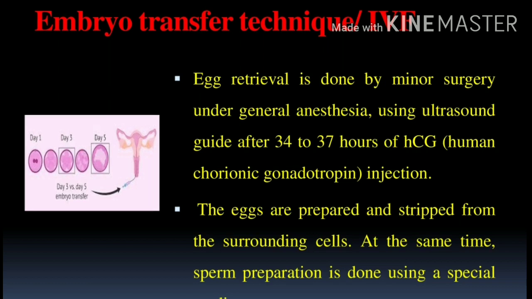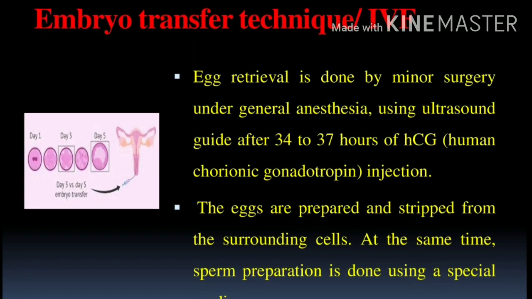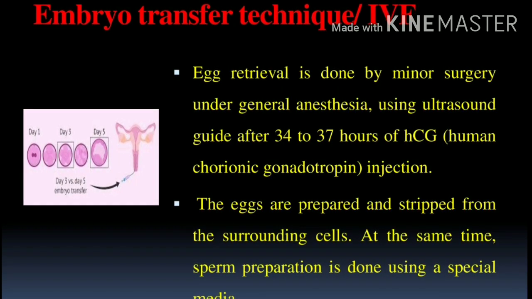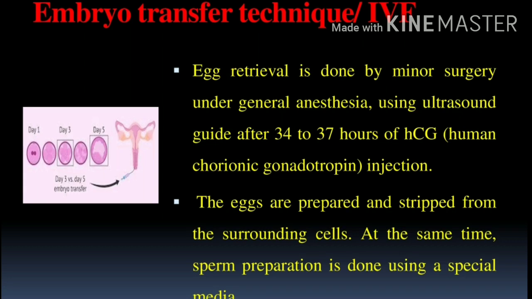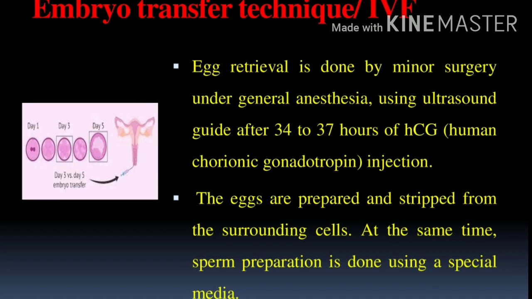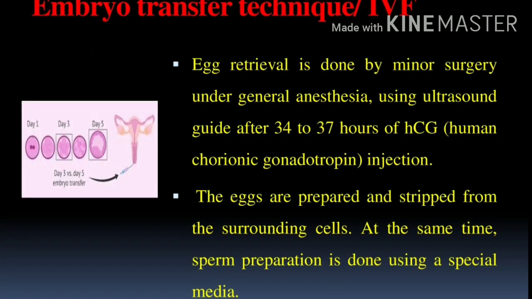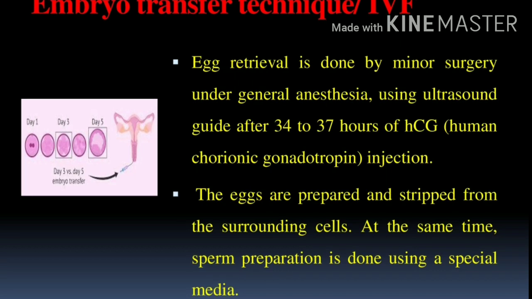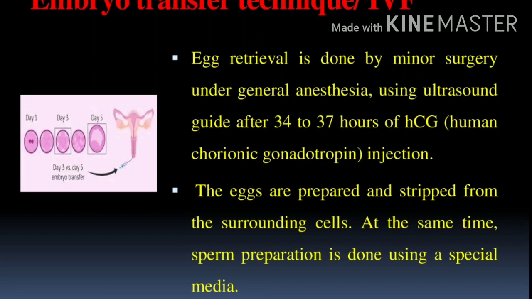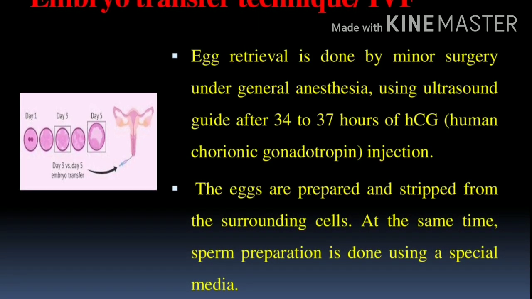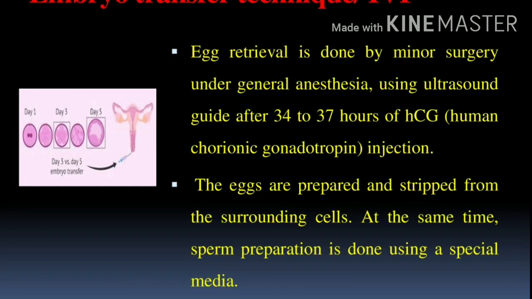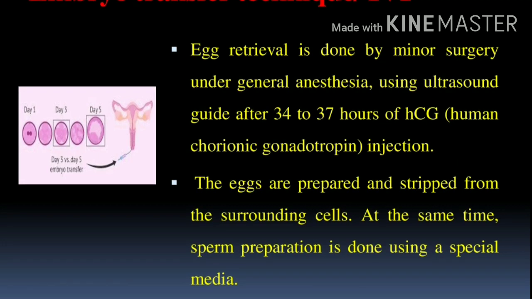How is egg retrieval done? Egg retrieval is a minor surgery with general anesthesia, using ultrasound guidance, after an injection of HCG 34 to 37 hours earlier. HCG is human chorionic gonadotropin hormone, which the placenta produces. The temporary placenta acts as a temporary endocrine gland, producing human chorionic gonadotropin, a pregnancy confirmation hormone.